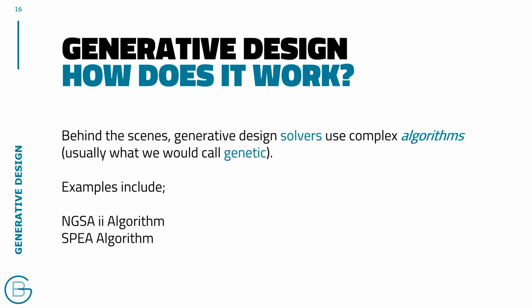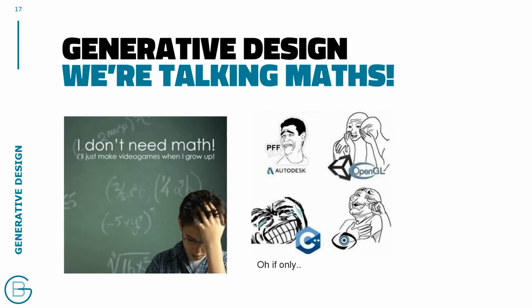So behind the scenes, generative design tools are actually using very complex algorithms, typically ones that we would define as genetic. Examples of these include the NSGA-II algorithm or the SPEA algorithm, depending on the solver that you use and the way that you apply it. So one of the stumbling blocks to really complex generative design is it usually involves a pretty deep understanding of mathematics and how algorithms function from a mathematical perspective. So if you were hoping to dive really deep into generative design, but you thought maybe maths was going to finish at high school, probably the first challenge with generative design is that it definitely doesn't.